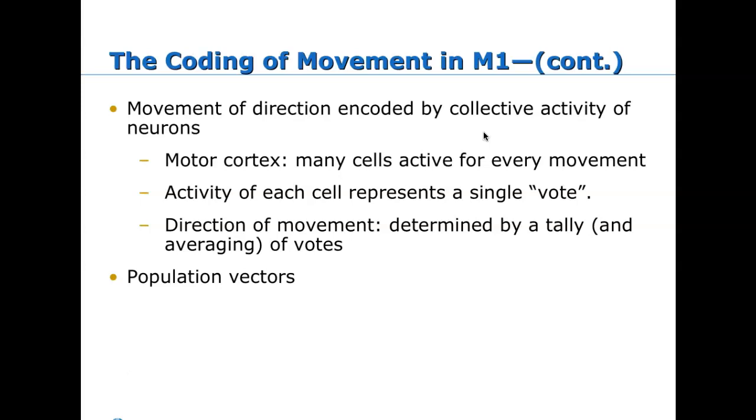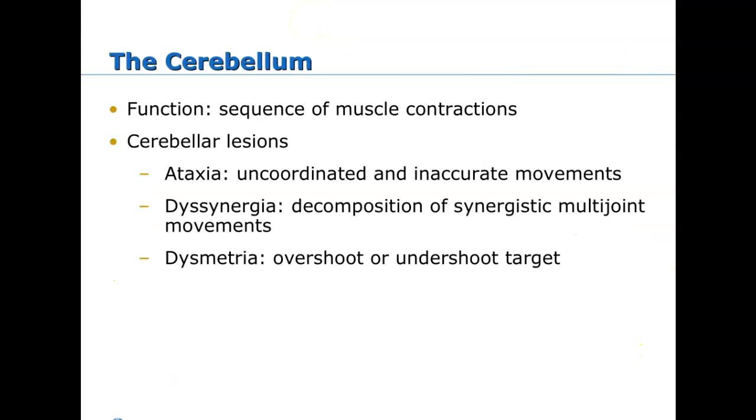It's more like a tally. There is a bunch of neurons and they're voting which direction we're moving, and the vote is kind of a democratic vote. The majority gets to choose. This is really the only thing that you need to know about the coding of movement. Your book goes into more details, but I'm not requiring you to learn any of it. Okay, the last portion that we're going to talk about is the cerebellum. Cerebellum is the little brain of our brain.